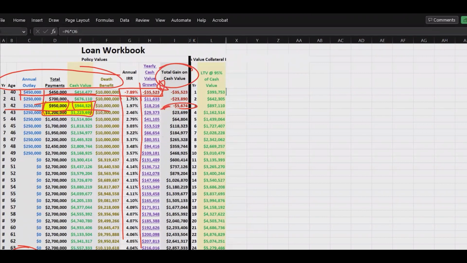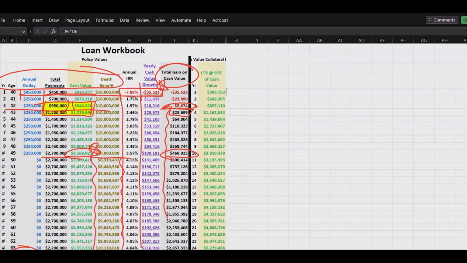The next year, I'm no longer in the red. I'm positive. And that just shows the total gain. So for example, I paid in $2.7 million. By year 10, I've got a gain of $470,000, which means I have my 2.7 plus another 470. There I go. And a healthy death benefit.